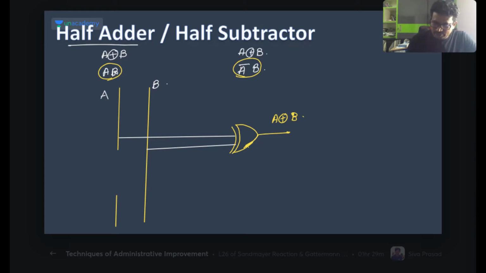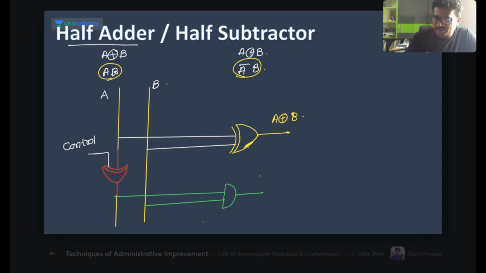I have taken one XOR gate like this, and this XOR gate is connected here. One of the inputs, which I am calling control, is given like this. Now this is the AND gate. Now let's see what we will get.